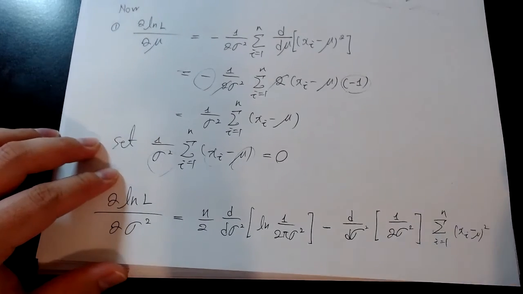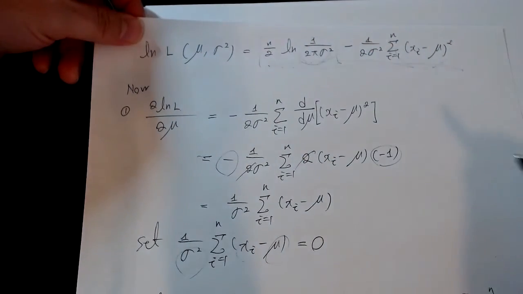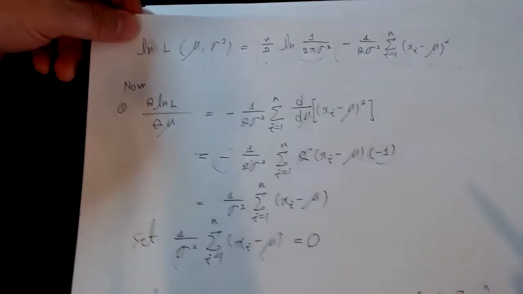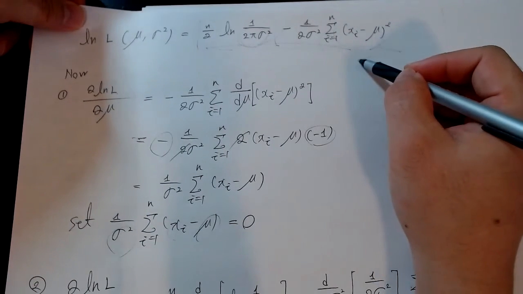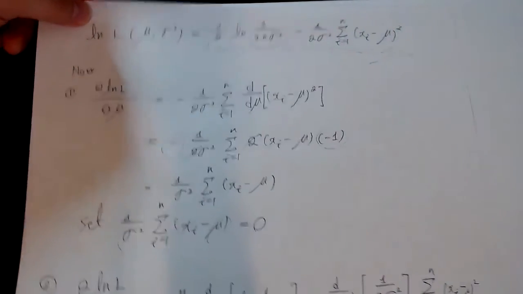Okay, so now make sure you understand that. You see here, n over 2 does not involve sigma square, so we just leave it. And then we take a derivative of that natural log with respect to sigma square. Same thing here, the summation does not involve sigma square, so we leave it. And then we take a derivative of that fraction with respect to sigma square. So now this is equal to n over 2.